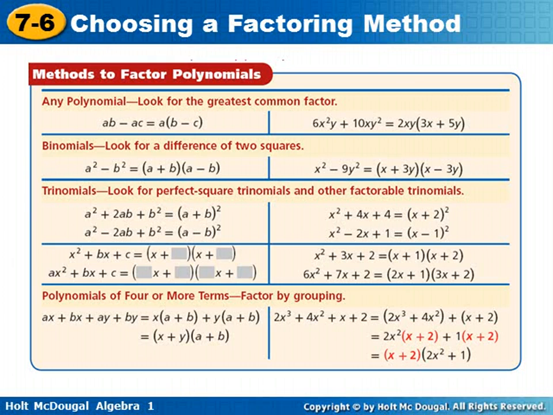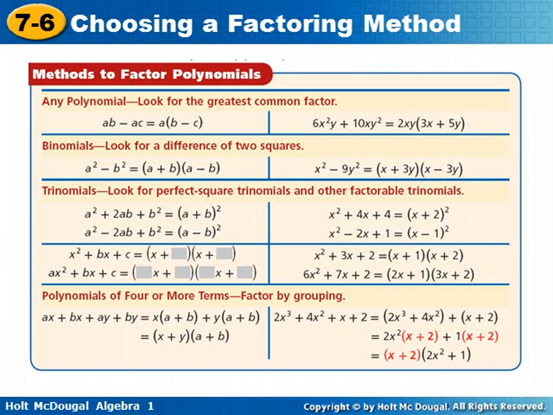For binomials, you're going to look for a difference of two squares. So for instance, a squared minus b squared would factor into a plus b times a minus b. So in a number example, if you had x squared minus 9y squared, that's a difference of two squares, and you would get x plus 3y times x minus 3y.